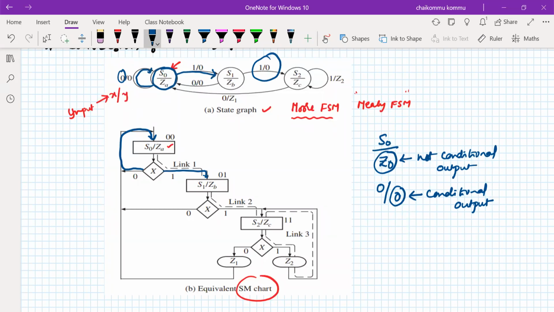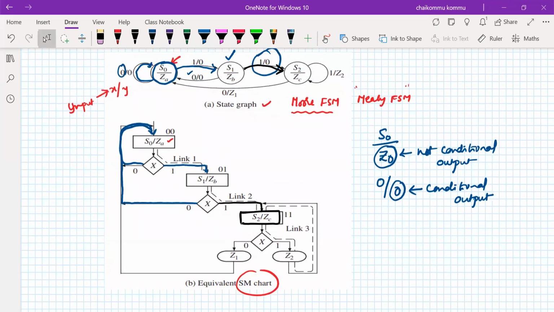Right? Now if you are in the S1 state, again we need to think about what if X is equal to 0, and what if X is equal to 1. If X is equal to 0, it has to go to the previous state, something like this. If X is equal to true, then it has to go to the next state, something like this. So it has to go to the next state called S2, right?